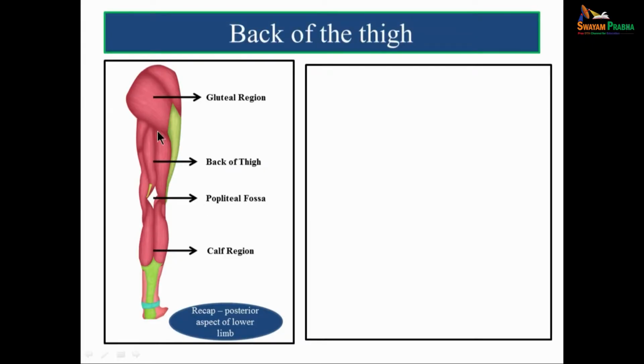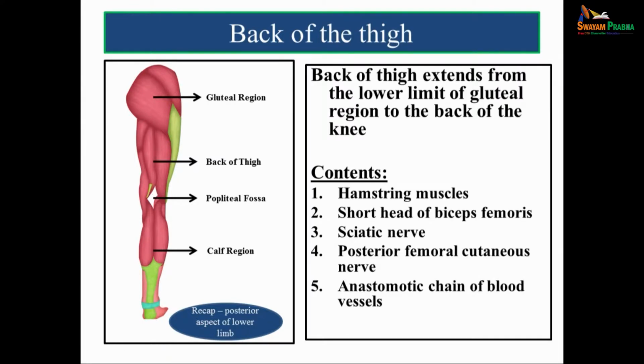Now, if you see the back of the thigh, we have some important structures. The back of the thigh extends from the lower limit of the gluteal region to the back of the knee. The contents of this region include hamstring muscles, short head of biceps femoris, sciatic nerve, posterior femoral cutaneous nerve, and an anastomotic chain of blood vessels.